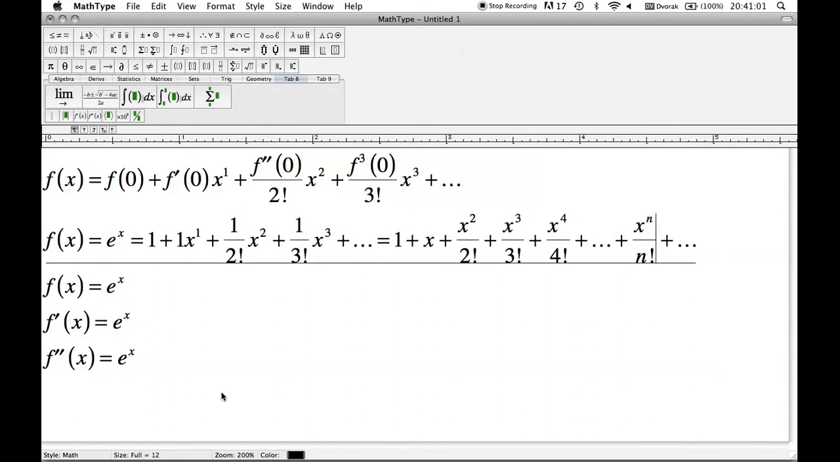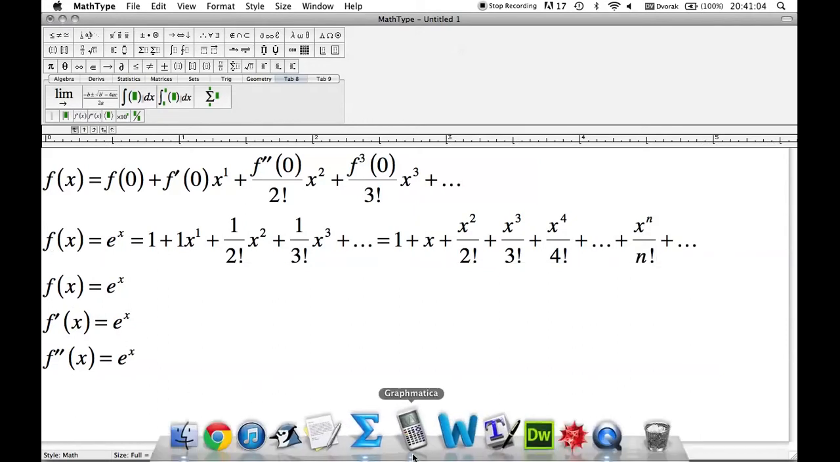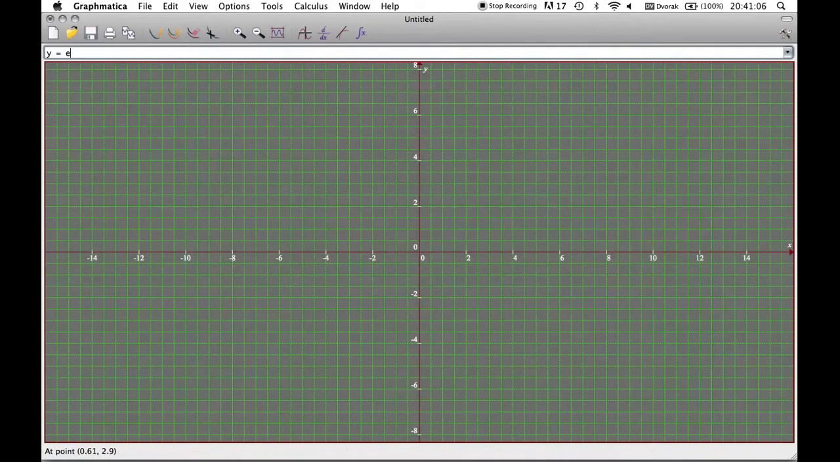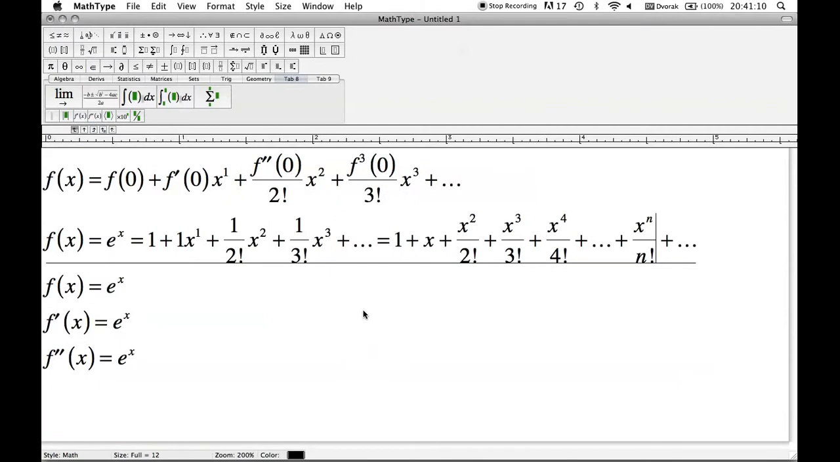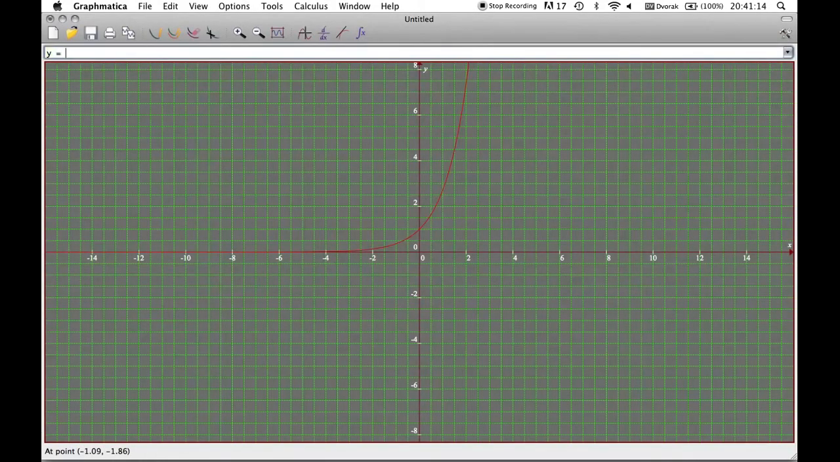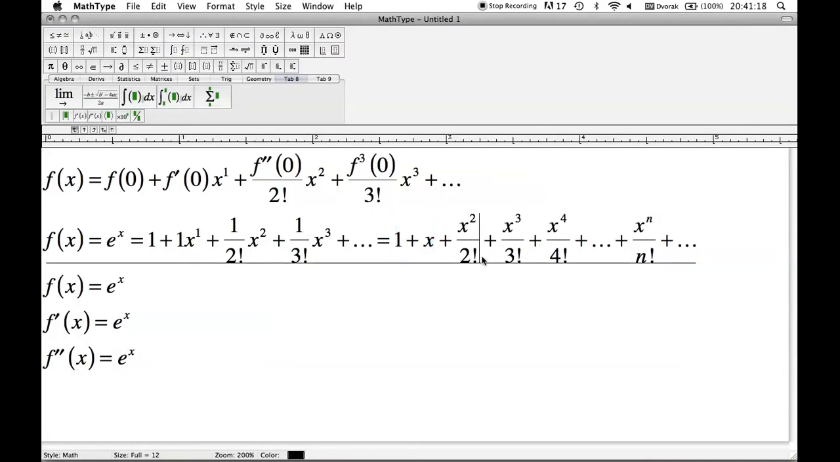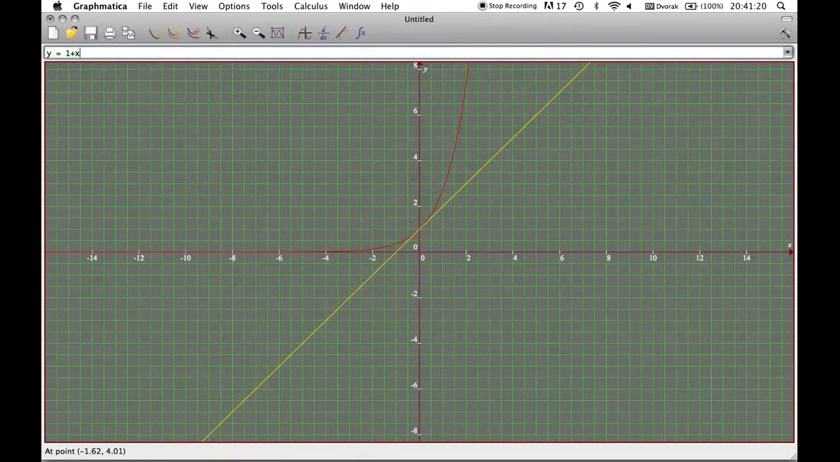So let's graph it, confirm our results. We have the function y equals e to the x right here. Let's just graph the first couple of terms, like 1 plus x. Y is equal to 1 plus x. It's a tangent line. That's not too helpful. Plus x squared over 2 factorial, which is x squared over 2.